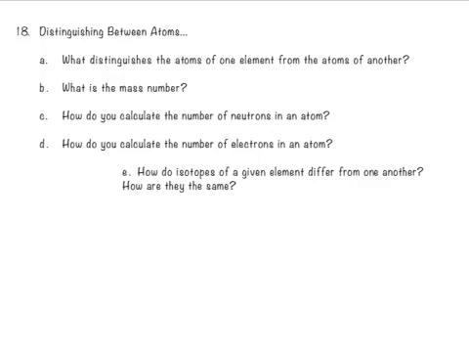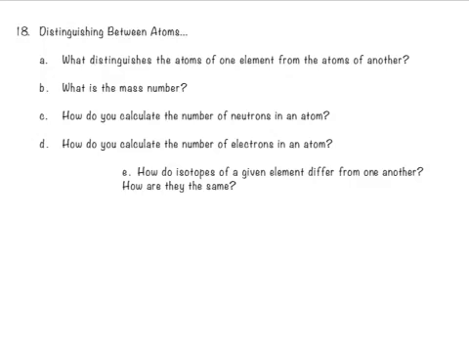How do you calculate the number of electrons? In a neutral atom, the number of electrons will be the same as the atomic number, the number of protons, so the positive and negative charges cancel out. If you have a cation, which is a positive ion, there will be more protons than electrons. And if you have an anion, which is a negative ion, you will have more electrons than protons.